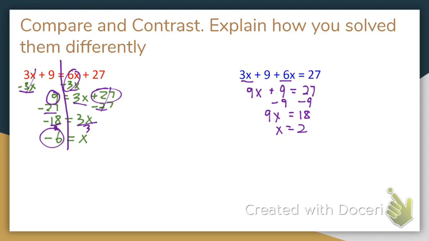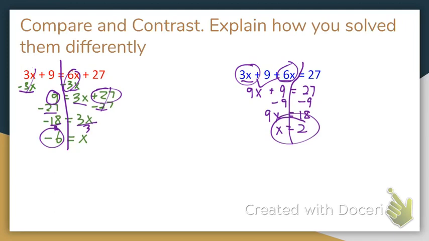On my right side, the difference here is that I have my x's on the same side, on my left side. So I don't have any x's on my right side in this problem. So I'm just going to combine like terms first. 3x plus 6x is going to give me 9x. That's how I get that 9x, and then plus 9 equals 27. I subtract 9 on both sides, I get 9x equals 18, and then therefore x equals 2, because I'm going to divide both sides by 9. And that's it. That's how you do those two problems differently.